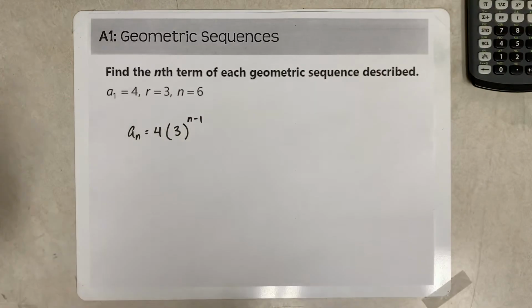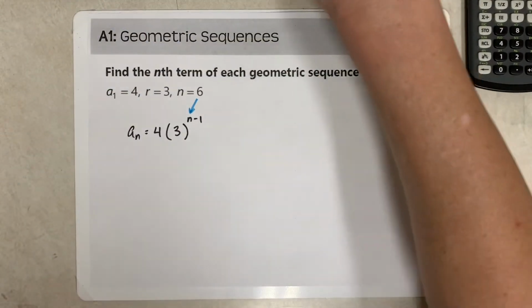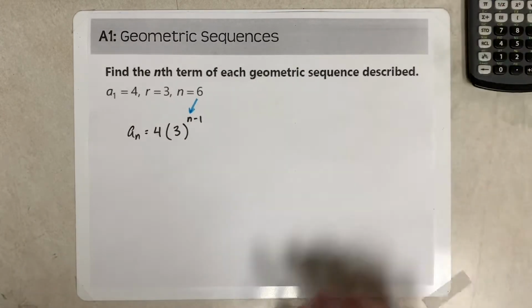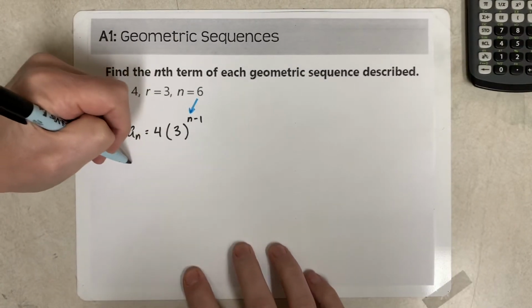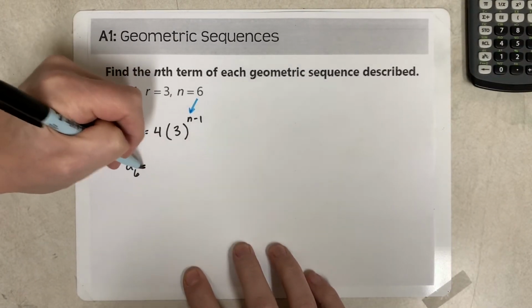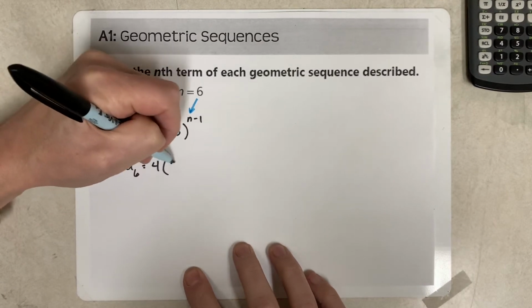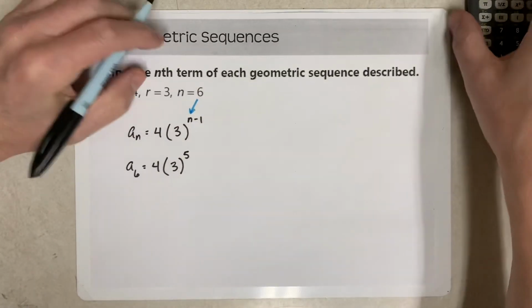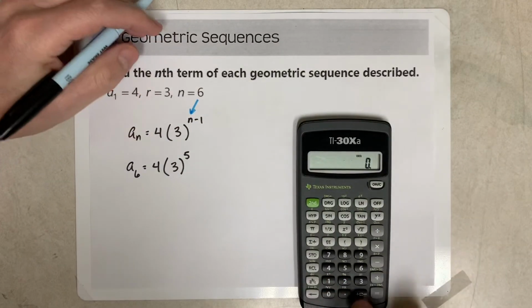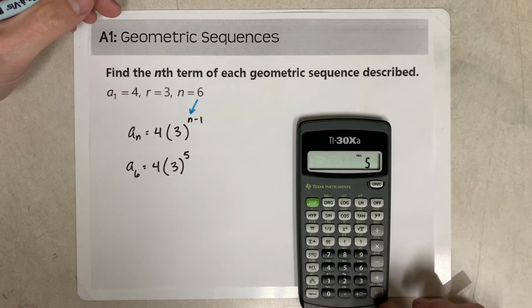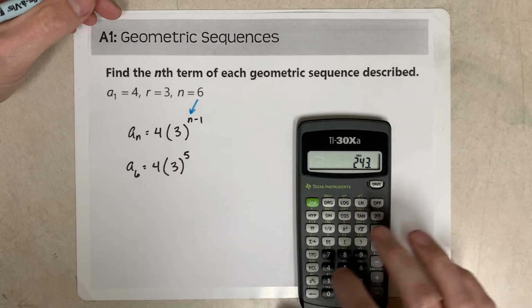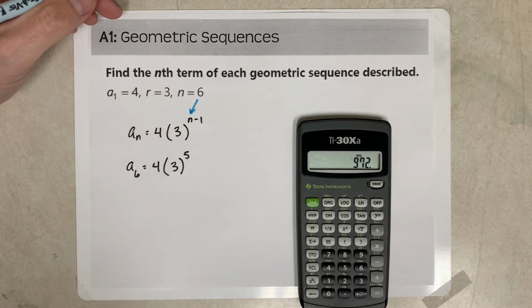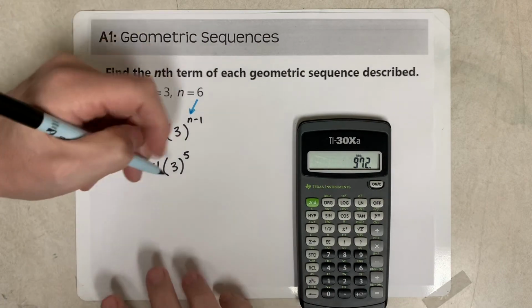So when n is 6, okay, we're gonna have to do this probably on the calculator most of the time. So a sub 6 is equal to 4 times 3 to the 6 minus 1, which is 5. All right, so here we go. 3 to the 5th power equals, times 4 equals, and I get 972, and that is correct.